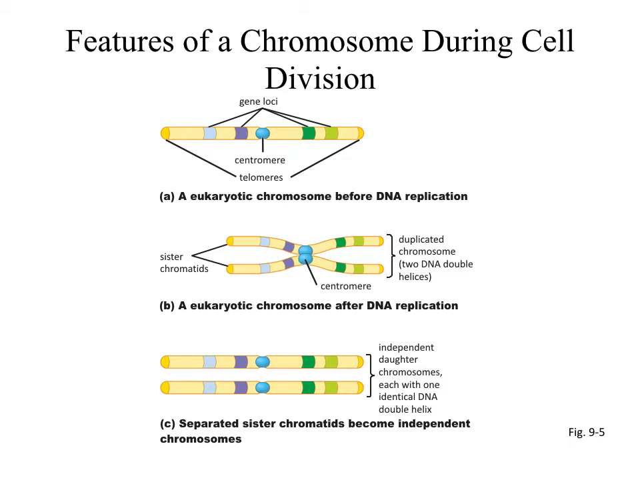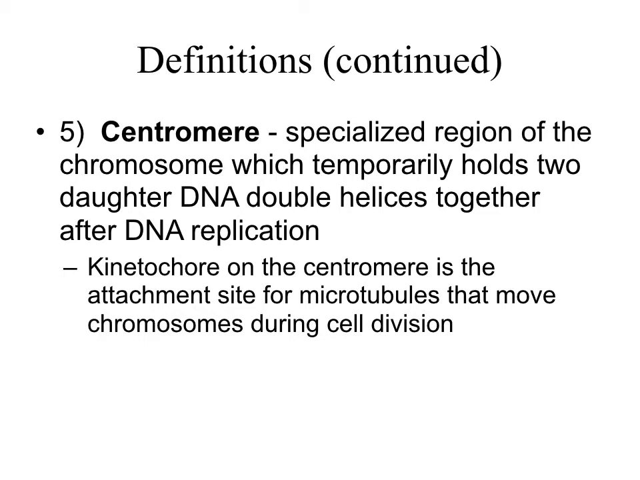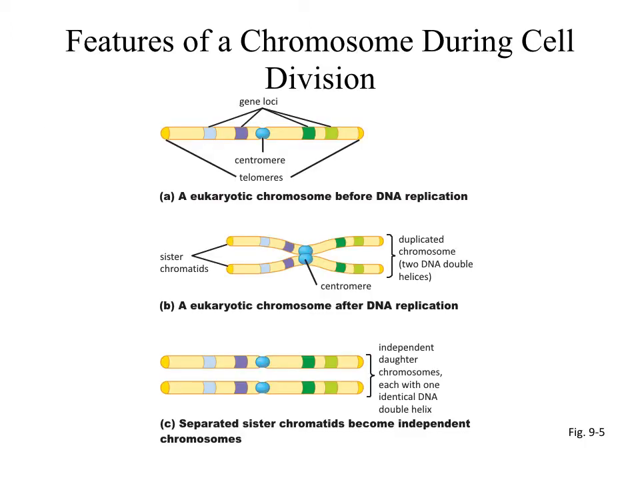So when the cell is just hanging out and growing and doing its job with no mitosis, no duplication, you'll never see a centromere, because the chromosome is, first of all, uncondensed as chromatin, and there's no need for an attachment point to another sister chromatid, because it hasn't yet been duplicated. The kinetochore on the centromere is the attachment site for microtubules that move the chromosomes during cell division. So as you see here in the blue on the chromosome, that's the centromere, and just imagine a kinetochore on that.